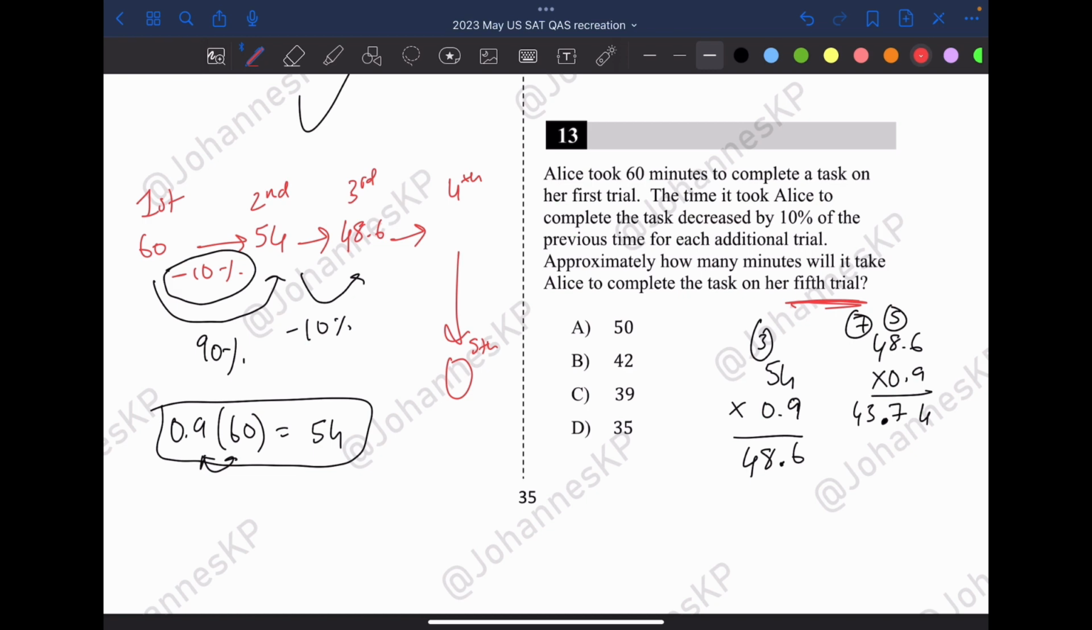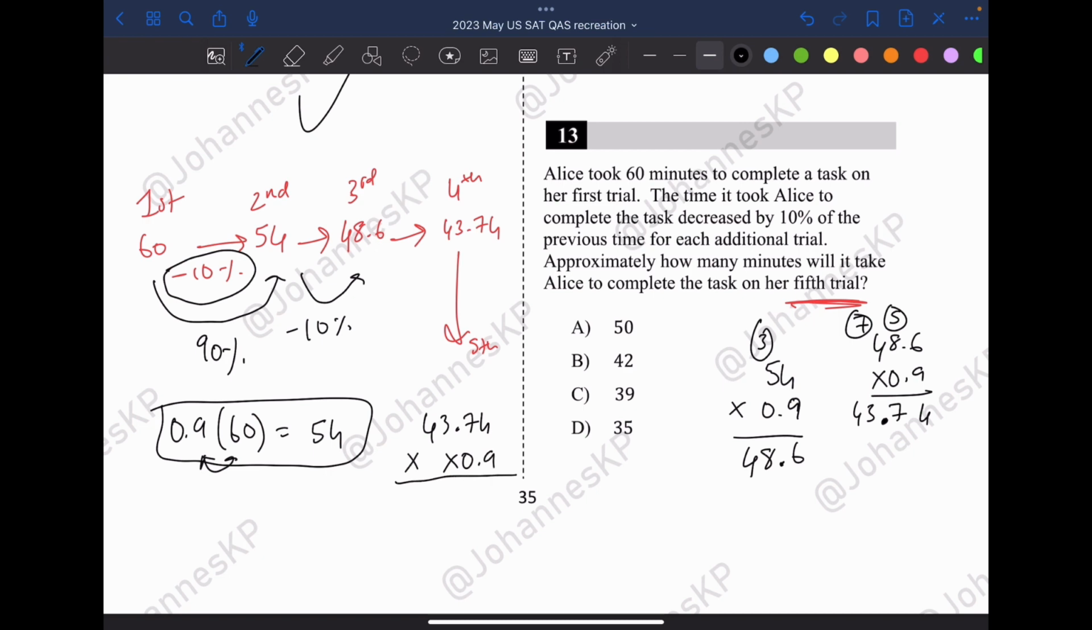43.74. That's it. Okay, and then for the fifth one, the last one, the answer that we actually want, you would multiply the same thing by 0.9. So I'm going to do it here, 43.74 times 0.9. Pretty simple.